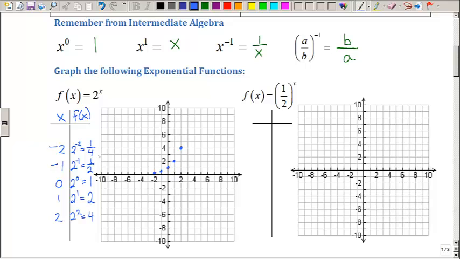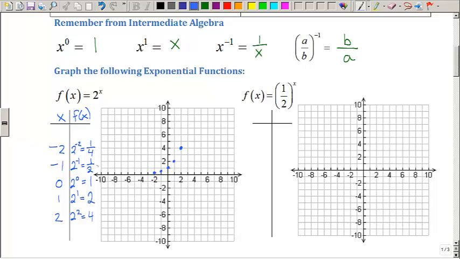Notice we have a little bit of a pattern here. The first f of x value we have is a fourth. The next one is a half. The next one is 1, and 2, and 4. There is a pattern here in the f of x values. It looks like it's doubling every time.